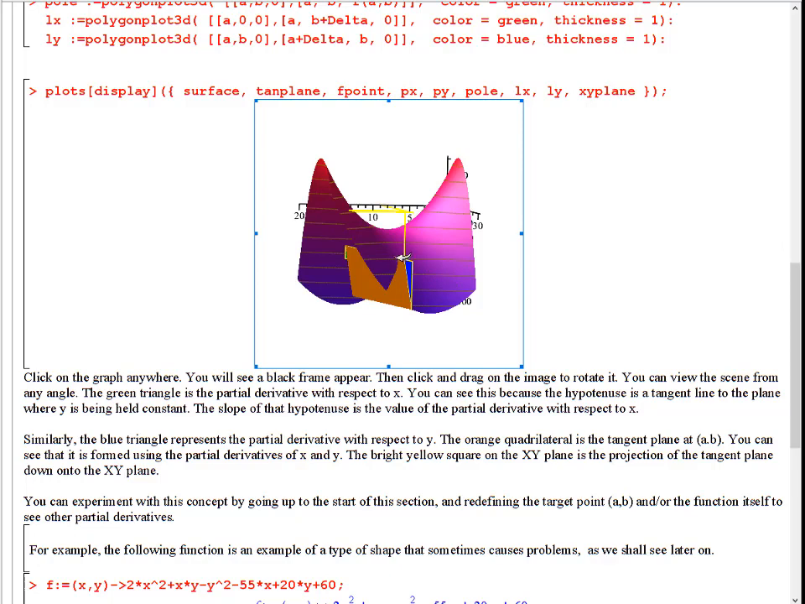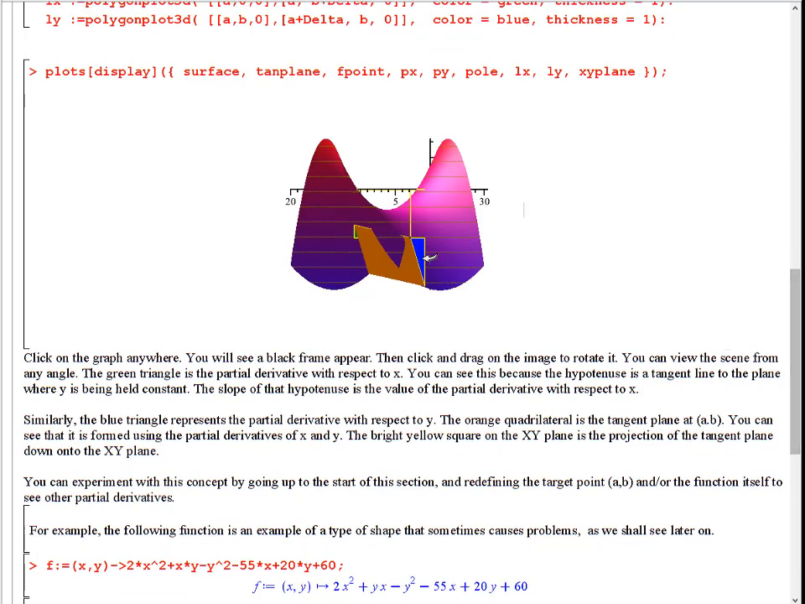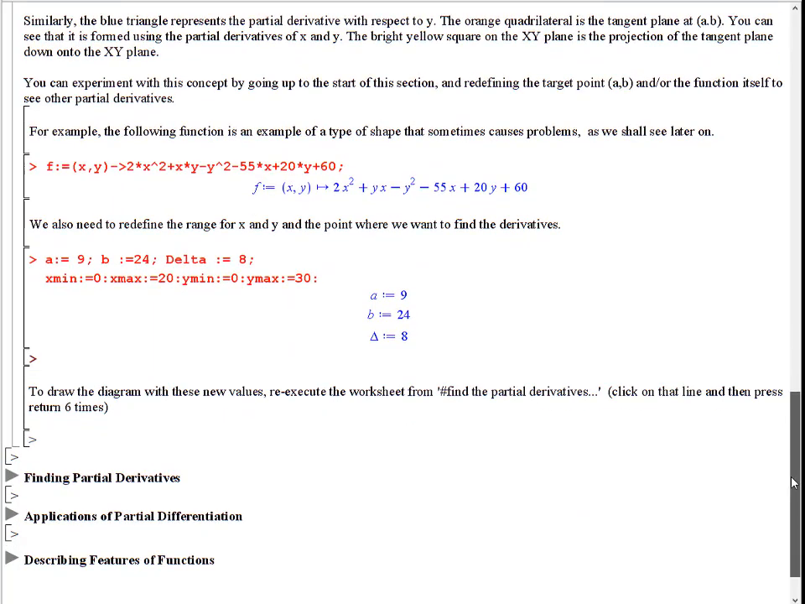So hopefully that gives you some sense, some intuition of what's going on when you find the derivatives in these different directions, because if you can develop this intuition, it gives you a good feel for what we're trying to achieve when we do the optimization later on.